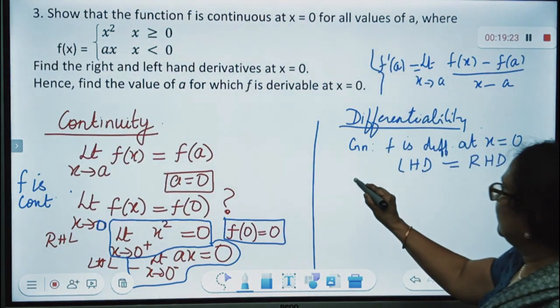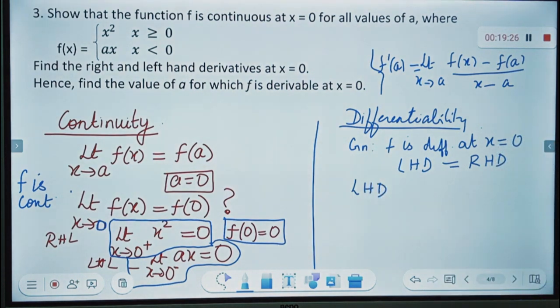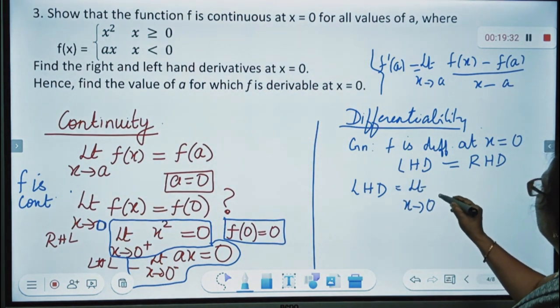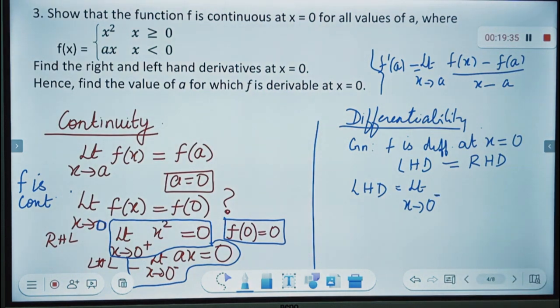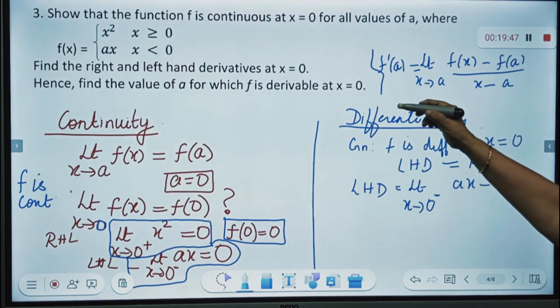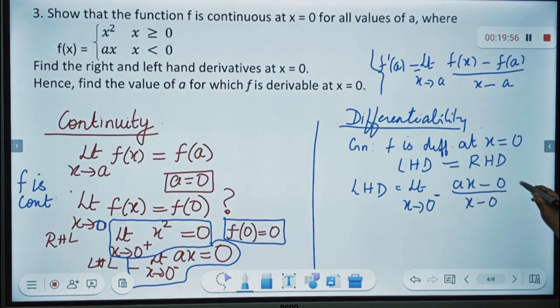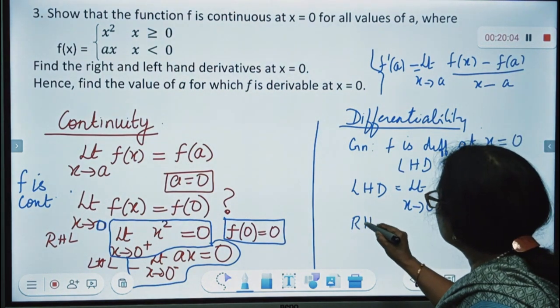Okay. Now what is your left hand derivative? Left hand derivative will be limit x tends to, at what point? 0. So 0 minus of f of x. When x is less than 0, what is f of x? ax. ax minus, then what do you have? f of a. f of a is f of 0. f of 0 is 0. ax minus 0 divided by x minus 0, so you will get a. So left hand derivative is a. What is your right hand derivative?